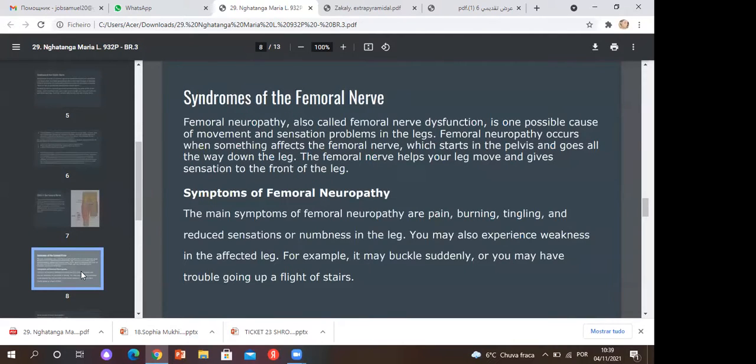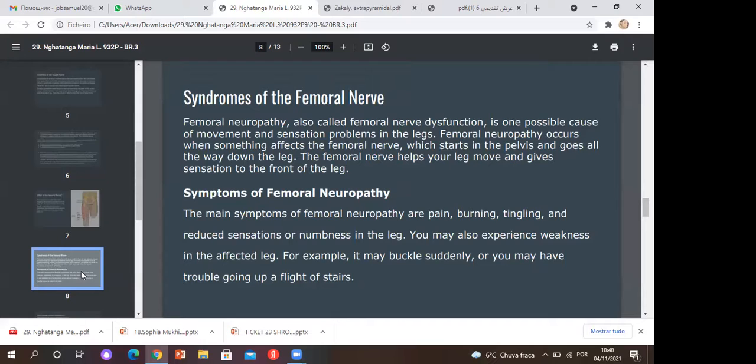Syndromes of the femoral nerve. This is called femoral neuropathy, or it can be called femoral nerve dysfunction. It's one of the possible causes of movement and sensation problems in the legs. Femoral neuropathy occurs when something affects the femoral nerve, which starts in the pelvis and goes all the way down the leg. The femoral nerve helps your leg move and gives sensation to the front of the leg. It gives sensation to the front of the leg because, like I said, it's in the anterior part of the thigh.